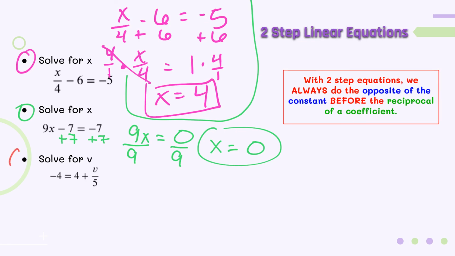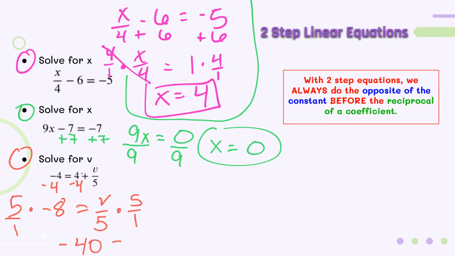For this last example, solve for v. Negative 4 is equal to 4 plus v over 5. Now, my constant and my variable are written on the right side instead of the left. I'm still going to do my opposite of a constant first. So I'm left with negative 8 is equal to v over 5. I'm going to multiply by my reciprocal, which is 5 over 1. Multiply by that reciprocal, 5 over 1. And I'm left with negative 40 is equal to v.